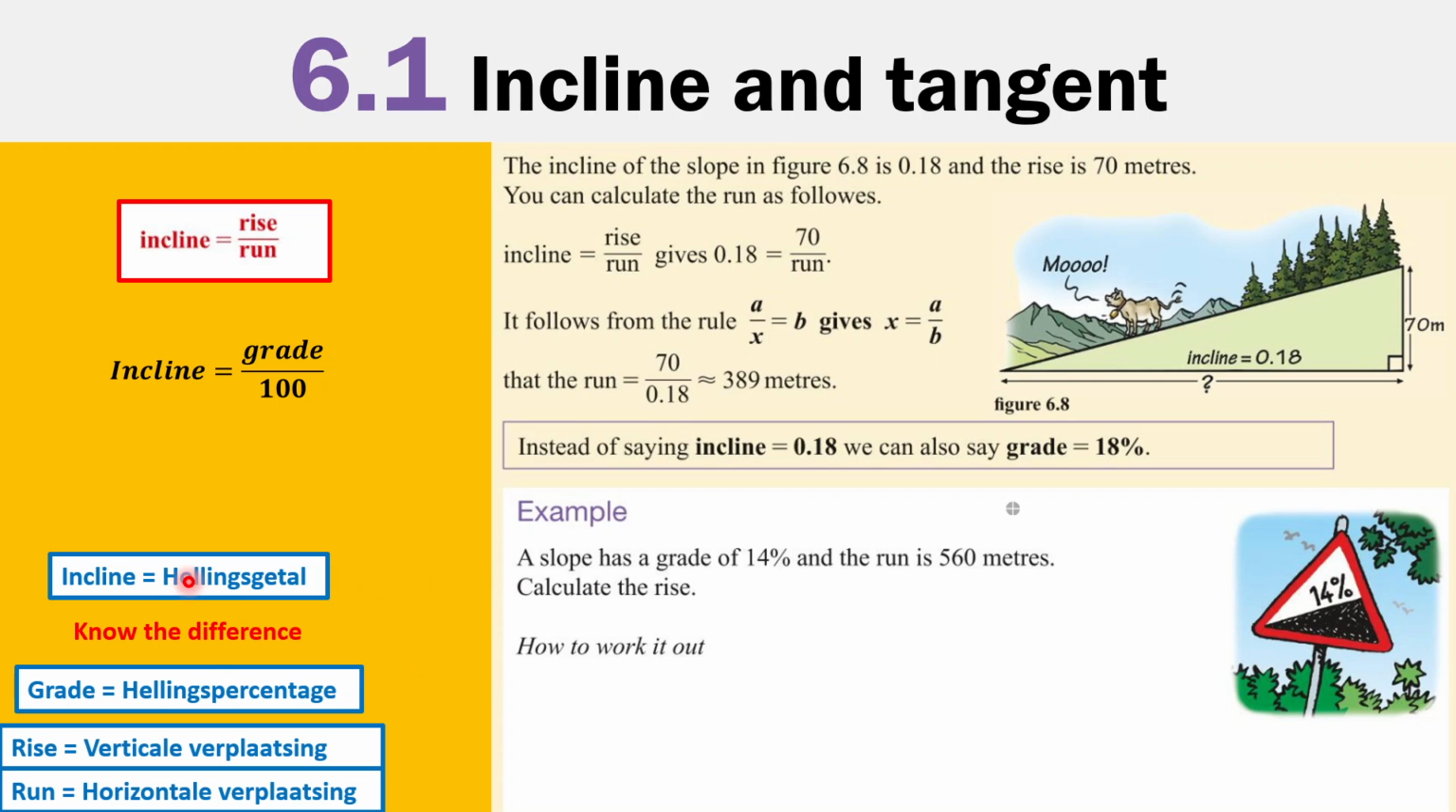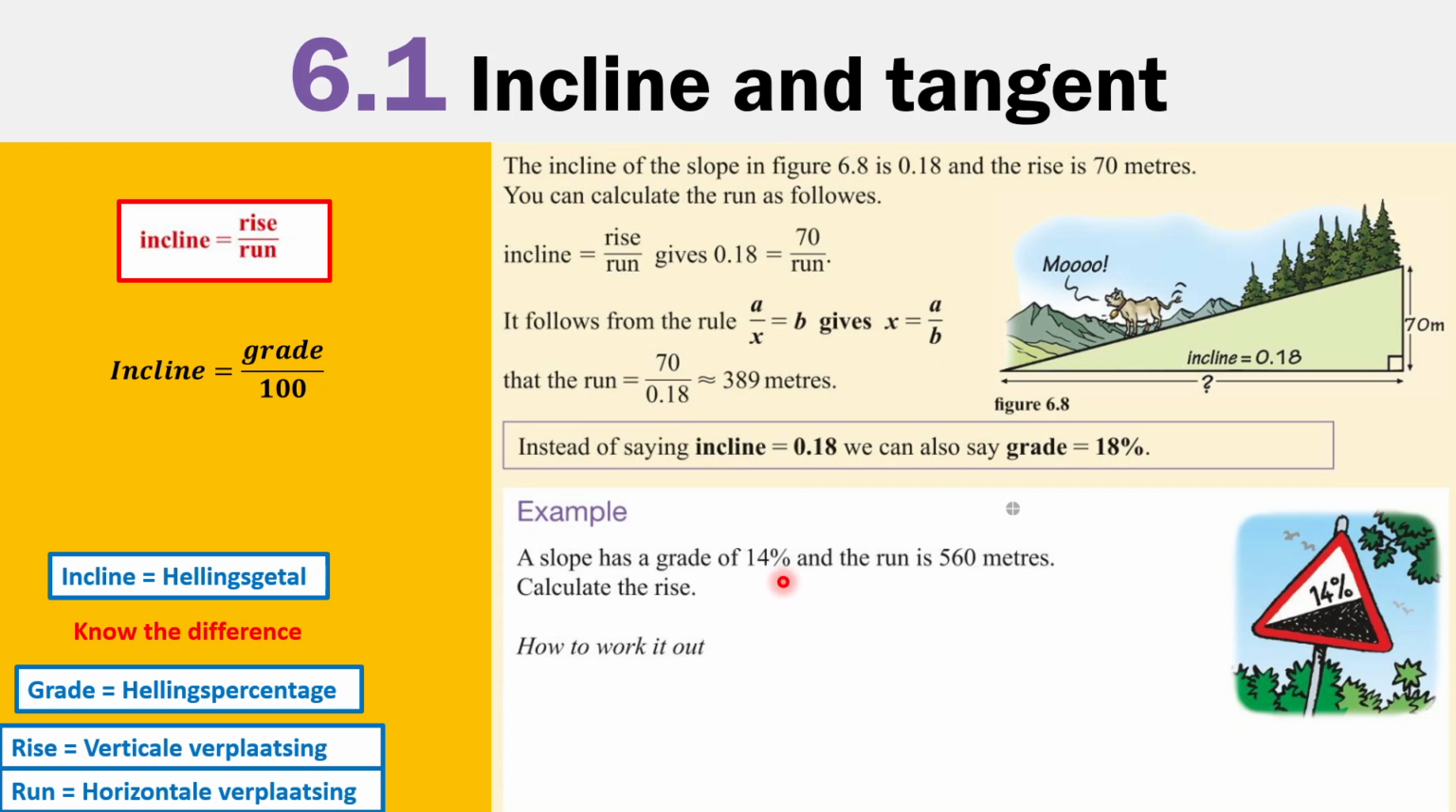Well, and know that difference, by the way. The difference between the incline and the grade is rather important. As we can see right here in this example, if I have a slope that has a grade of 14% and a run that is 560 meters, calculate the rise. Well, if we had the incline and the run, we could calculate rise, right? Because rise is then the only variable that is unknown. But we don't know the incline either, or do we?